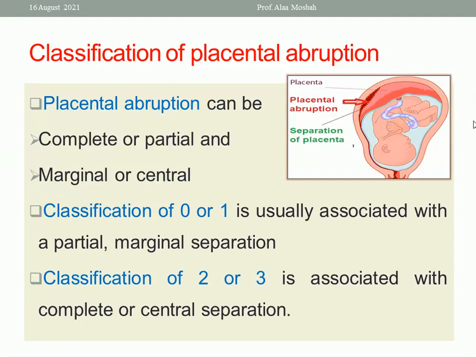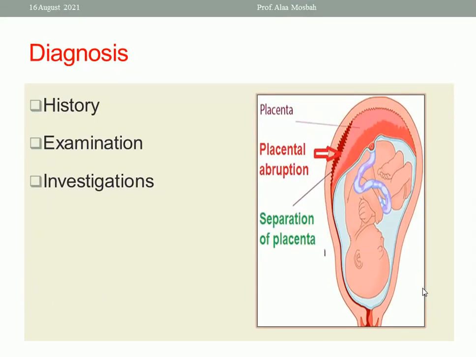Placental abruption can be complete or partial as regards the placental separation, or marginal or central. Marginal is the separation at the edge, or central at the center of the placenta. Classification of 0 and 1 is usually associated with partial and marginal separation. Classification of 2 and 3 is associated with complete or central separation. Of course, the concealed or mixed placental abruption is more dangerous than the revealed.